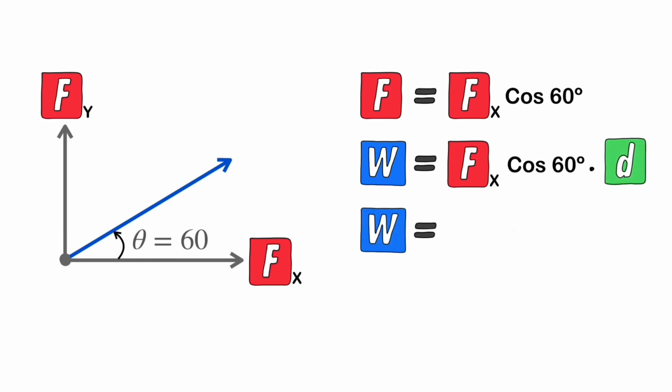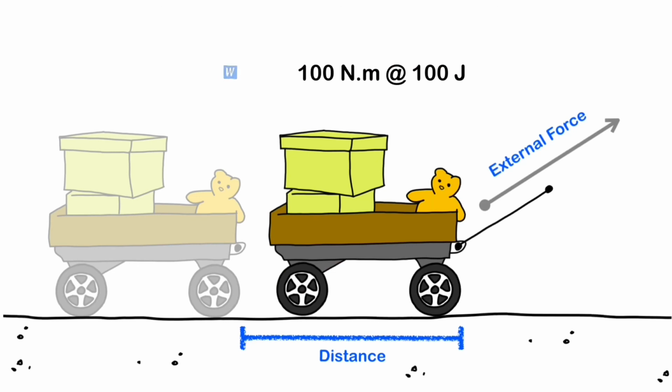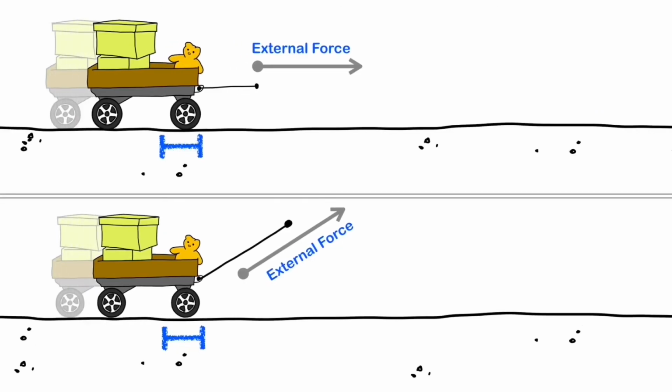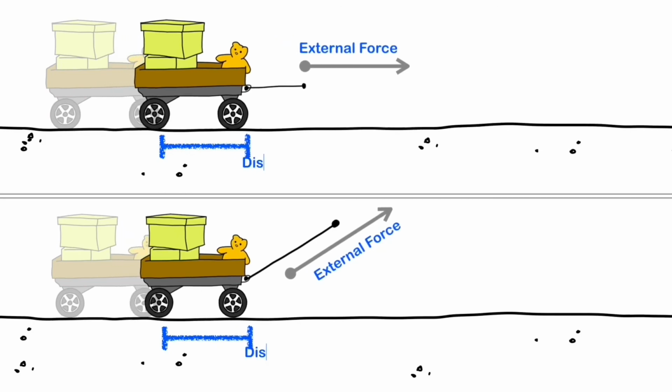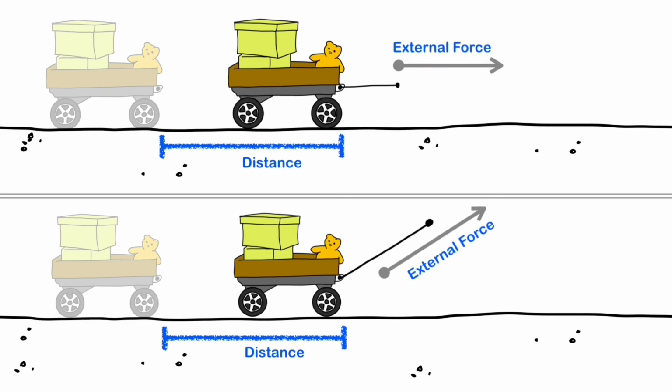Therefore, 40 newtons times cos 60 times 5 meters is equal to 100 newton meters or 100 joules. You can see that two different ways of pulling the toy cart using the same amount of force will give you two different levels of work.